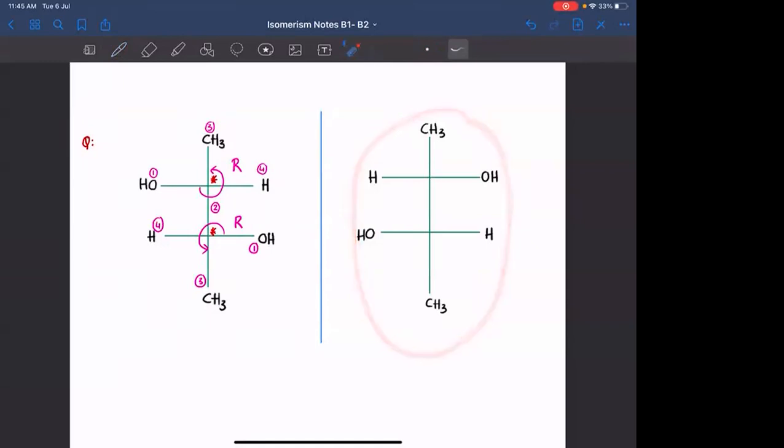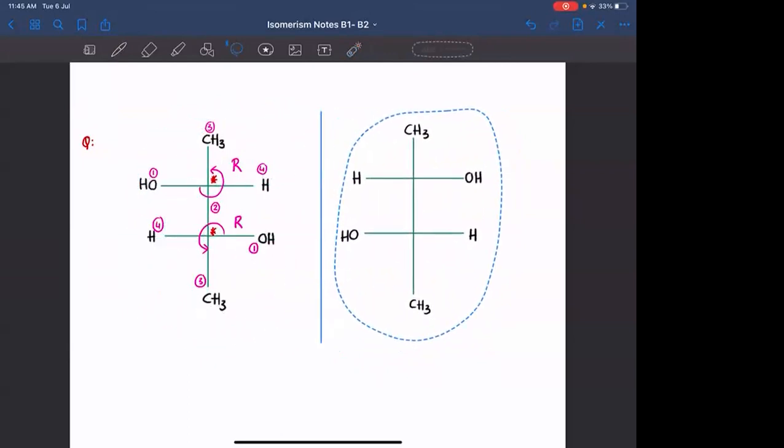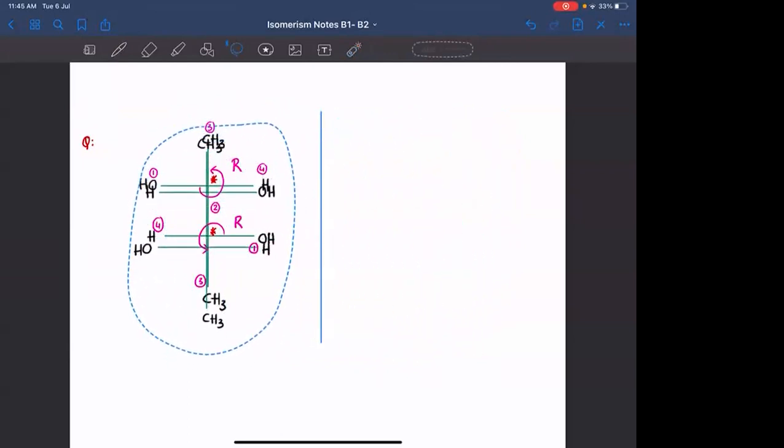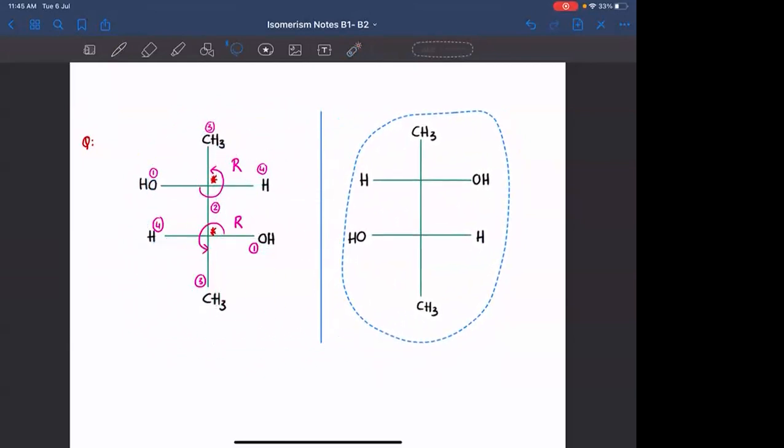Okay, if I try to superimpose this on this, are they superimposable or non-superimposable? Tell me. इसको लेके यहाँ पे superimpose कर रहा हूँ. Superimpose हो रहा है क्या? हाइड्रोजन OH के साथ हो रहे हैं, यहाँ पे OH हाइड्रोजन के साथ हो रहे हैं. Are they getting superimposed? No, right?